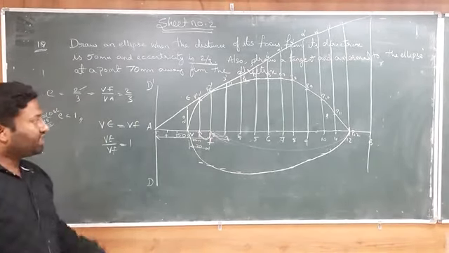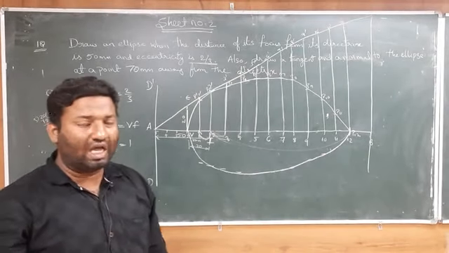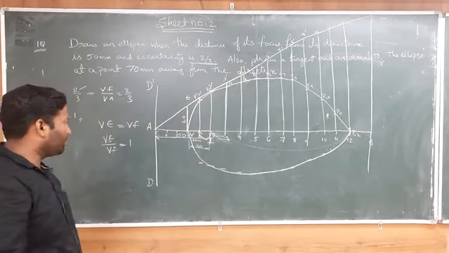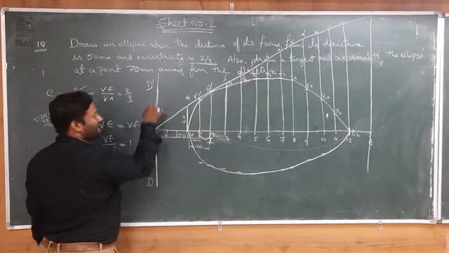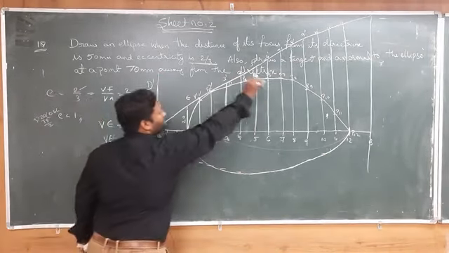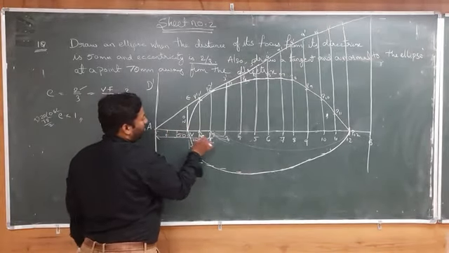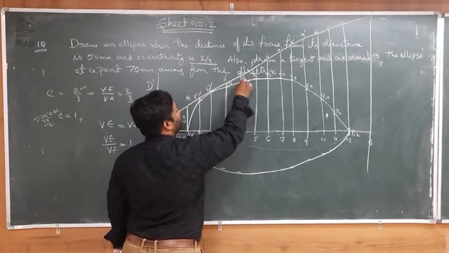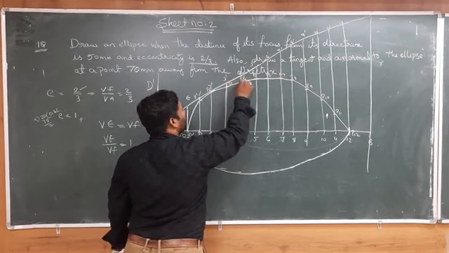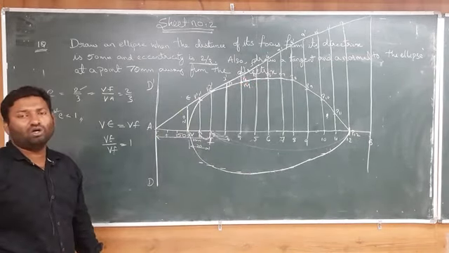Now after getting the ellipse, we have to draw a tangent and a normal to the ellipse at a point 70 mm from the directrix. So from this directrix we have to mark a point on this ellipse, 70 mm. So from the directrix up to this focus, 50, 60, 70. So we are getting a point 70 on the curve, that is on the ellipse here. This is my point M.